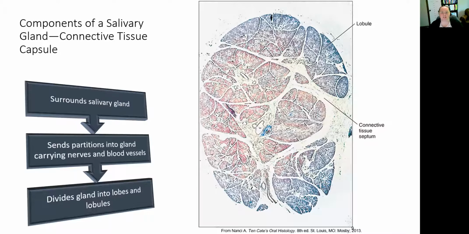All right, so components of a salivary gland: the connective tissue capsule. This connective tissue is going to surround the gland, okay? And it sends partitions into the gland, and that's where the nerves and the blood vessels are entering the gland. This connective tissue is what then forms these lobes or lobules, so that's what's dividing up these clusters of tissue.